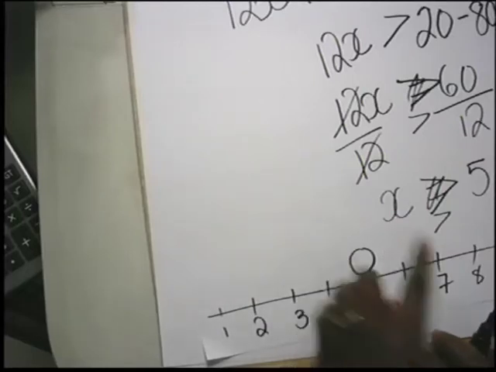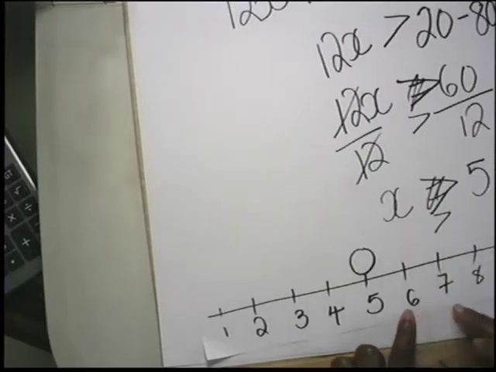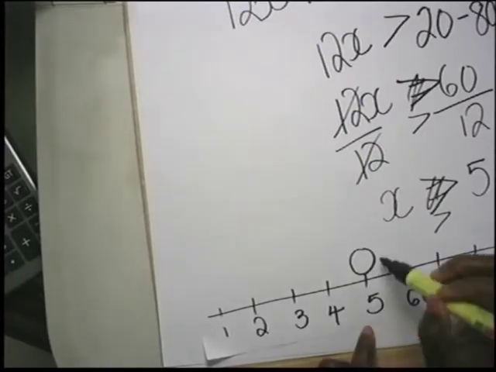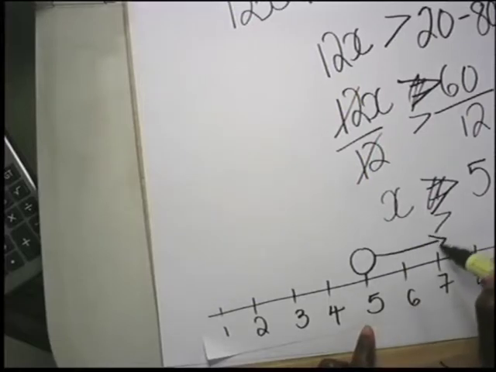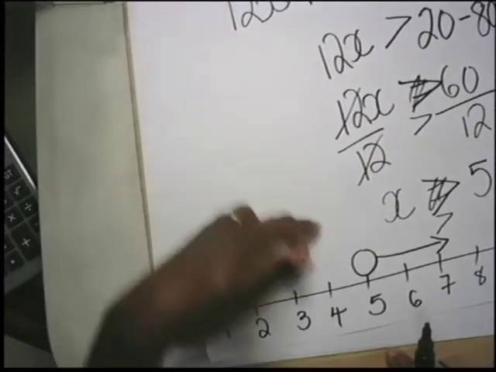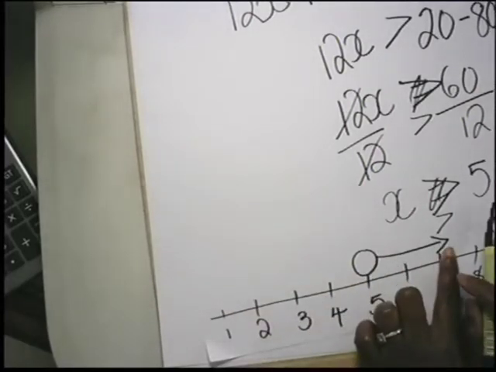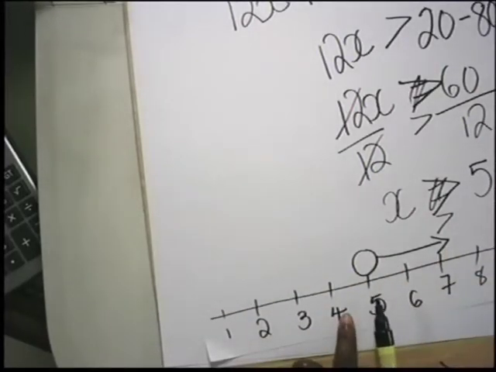Now, which numbers are greater than 5? X represents which numbers? Numbers greater than 5 are like 6, 7, 8, and 9. So then we have to draw our arrow pointing that side. Therefore, that is our answer. So we have solved the inequality, so that x is greater than 5, and we showed it on the number line here. That is our answer. Let's move on to the second one.